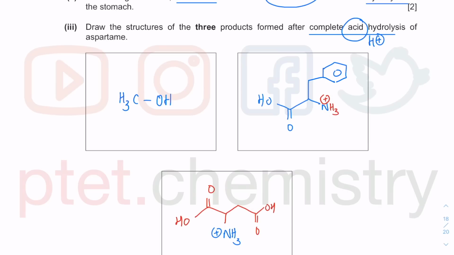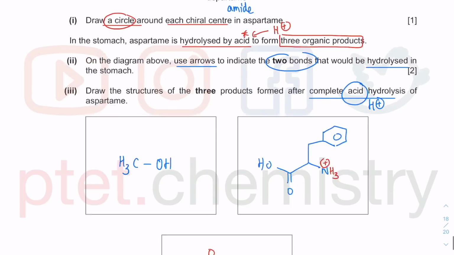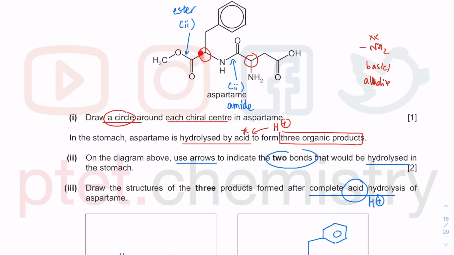Of course, when you write equations, you might get water being formed somewhere to balance the equation, but they want the organic products. So these are the 3 products that you get after you chop off or fragment the molecule upon hydrolysis. That is the ester bond, that is the ester bond, and this is the amide bond that you have broken or hydrolyzed.